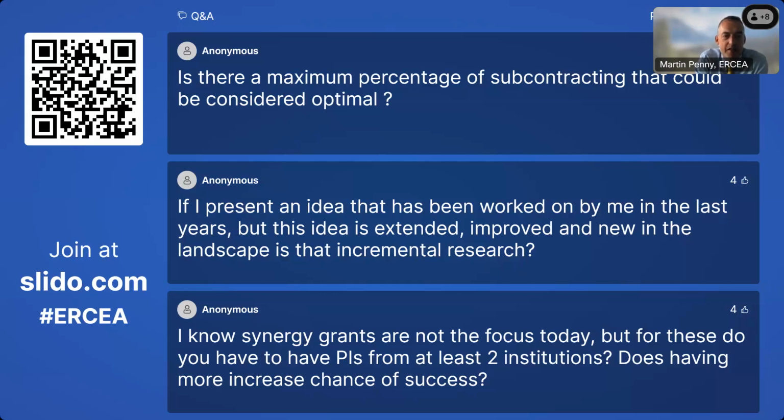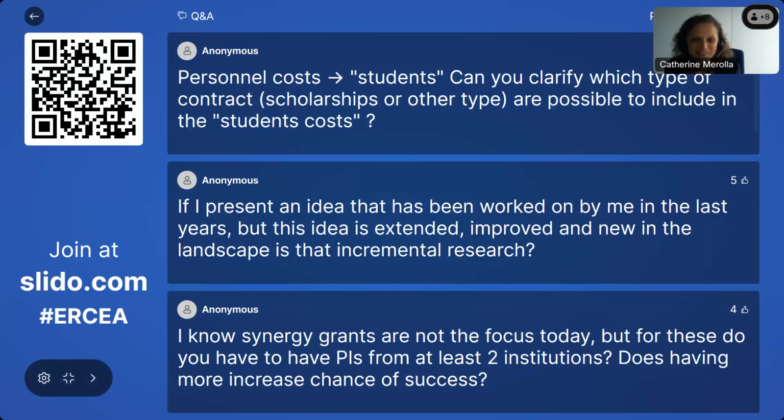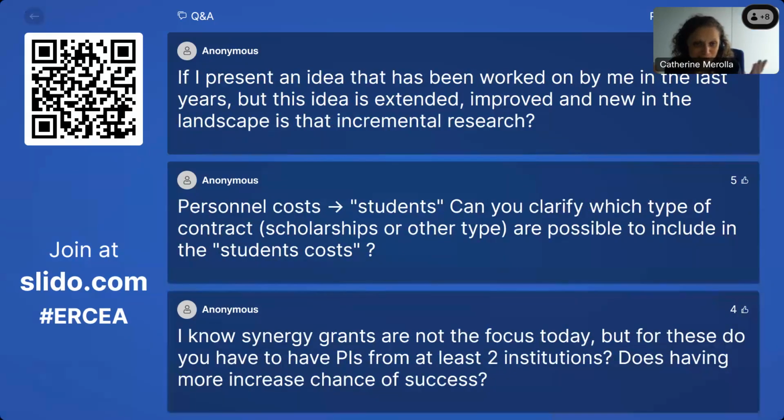Is there a maximum percentage of subcontracting that could be considered optimal? I think that's it. Yes. Now, usually there is not a lot of subcontracting in ERC grants. It might happen and it depends. The amount will depend on the need of the project.